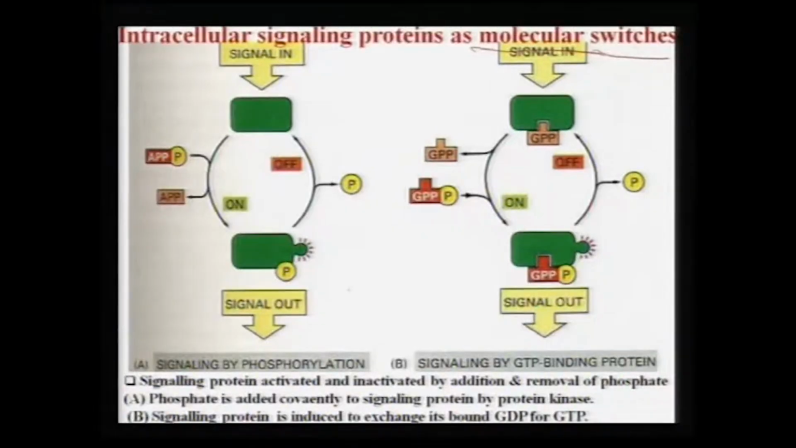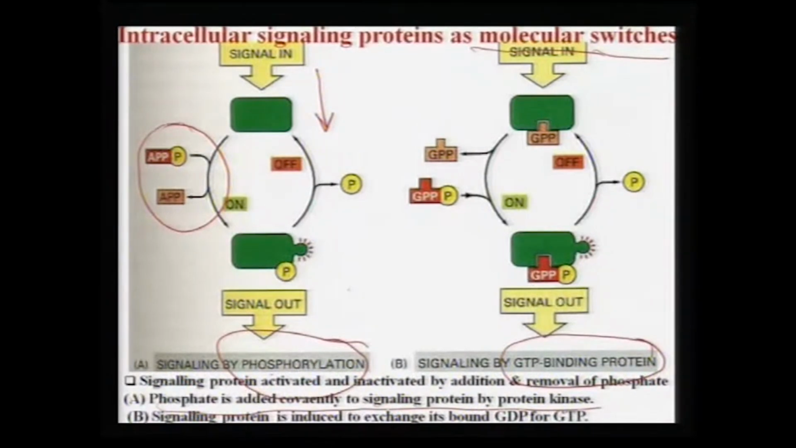Switches means what? It is like electrical switches. You switch on, that means the light will be on. You switch off, that means the light will be off. Similarly, you switch on the fan and switch off the fan. So, what it shows here is that once the signal comes in, a particular process is activated, like a phosphate is added covalently to a signaling protein by a protein kinase, and a signaling protein is induced to exchange its bound GDP for GTP. So, signaling by GTP-binding protein and signaling by phosphorylation. So, these are just examples.